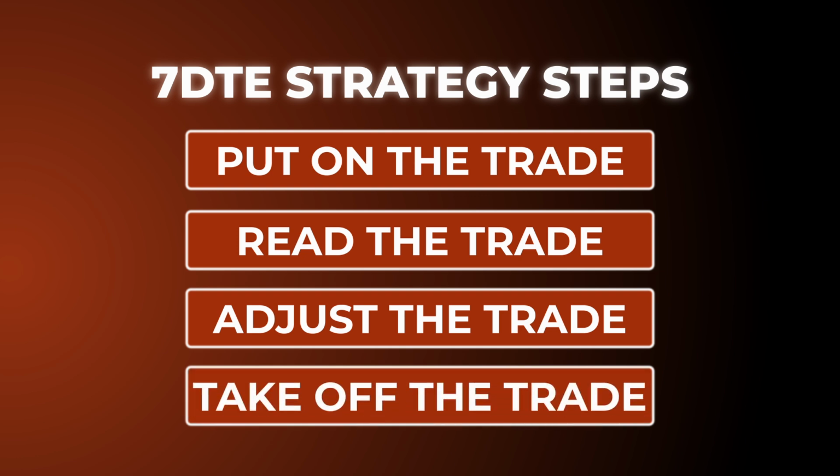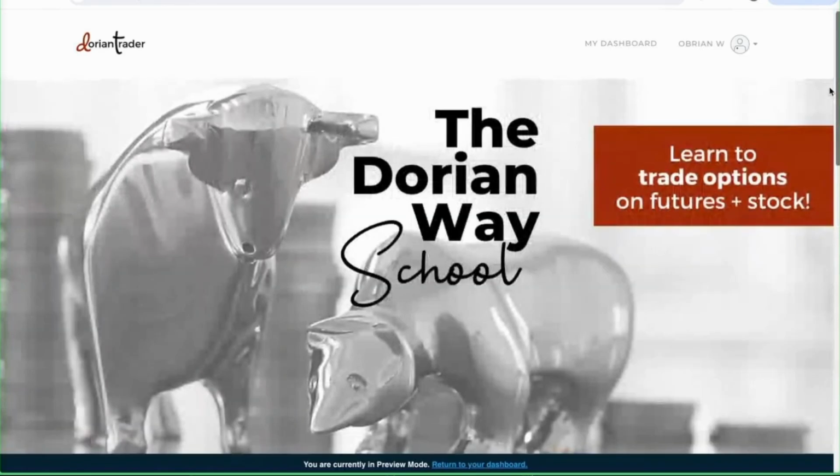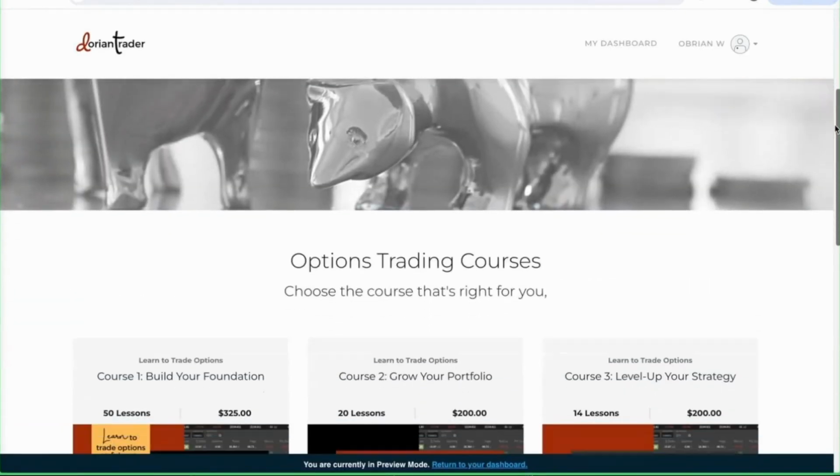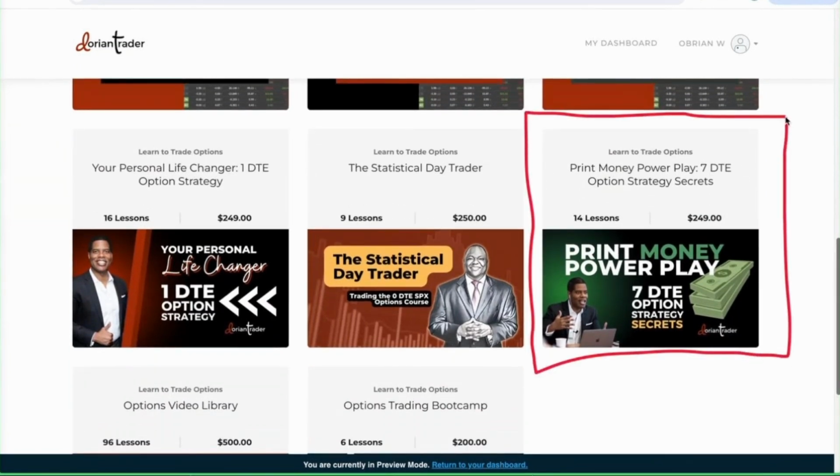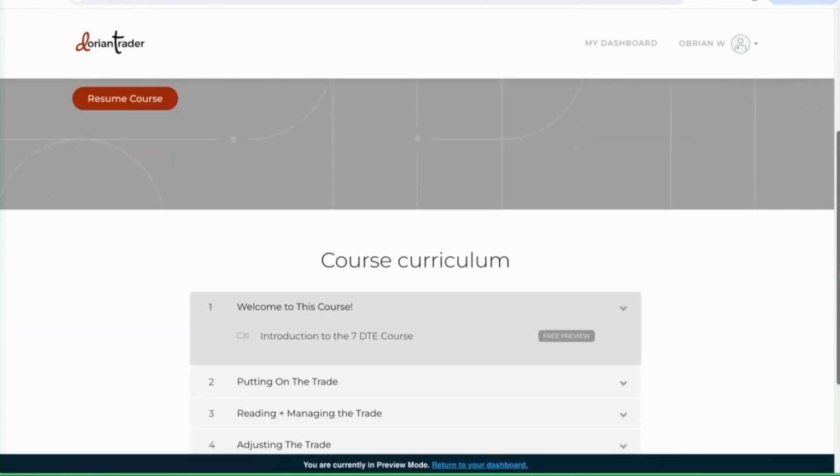The fourth step is taking off the trade, understanding how to take off the trade. There are nuances to it, and we talk about it in the course. There are a lot of details around these 4 steps, and that's why you have to study, study, and study some more. And it's going to be worth it, you guys.